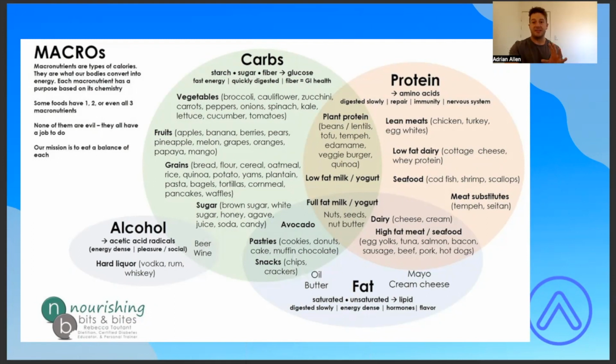Chicken, just for instance, a lot of people say, oh, chicken is just protein. Yes, it is. But again, there's other meats that will have, say like steak, will be high in protein, but also high in fat, all right?